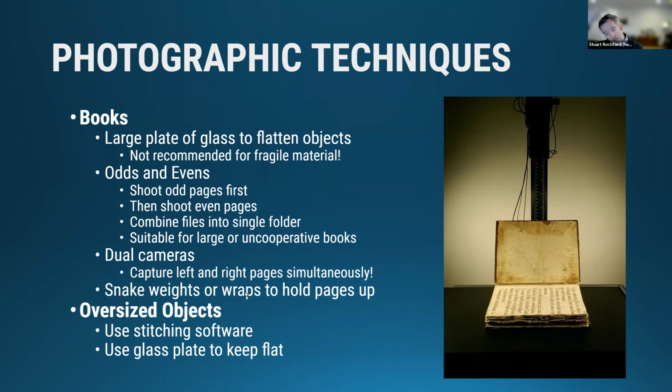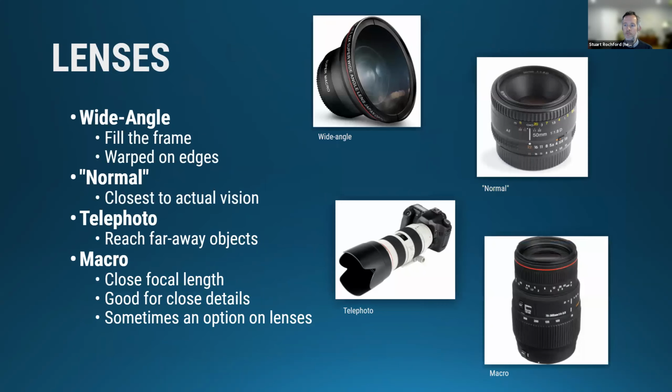These overhead cameras are also good for oversized objects. You can use stitching software if you can't fit it all in the same frame. If you don't have the option to zoom all the way out, or if the object is just too big, you can shoot it in multiple sections and stitch it together. We'll talk about the stitching feature a little bit later on. And using glass to keep them flat is a good handy feature as well.